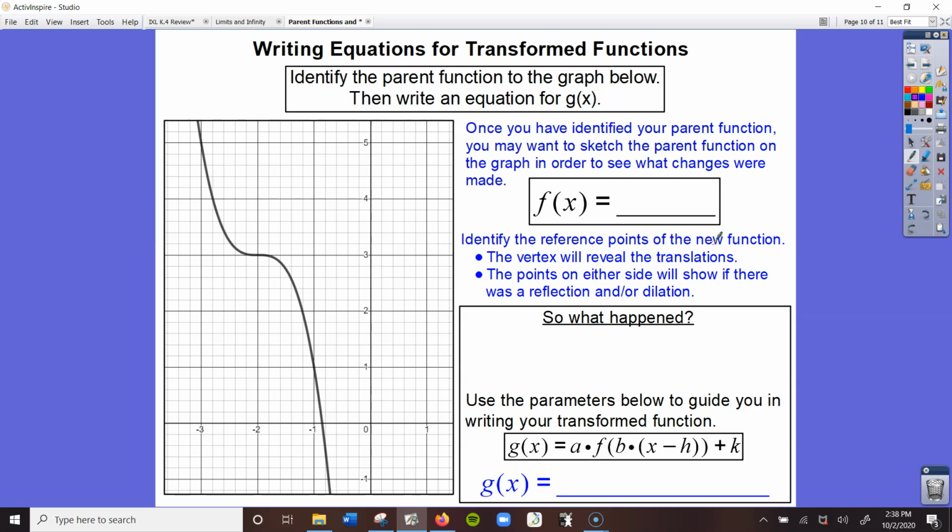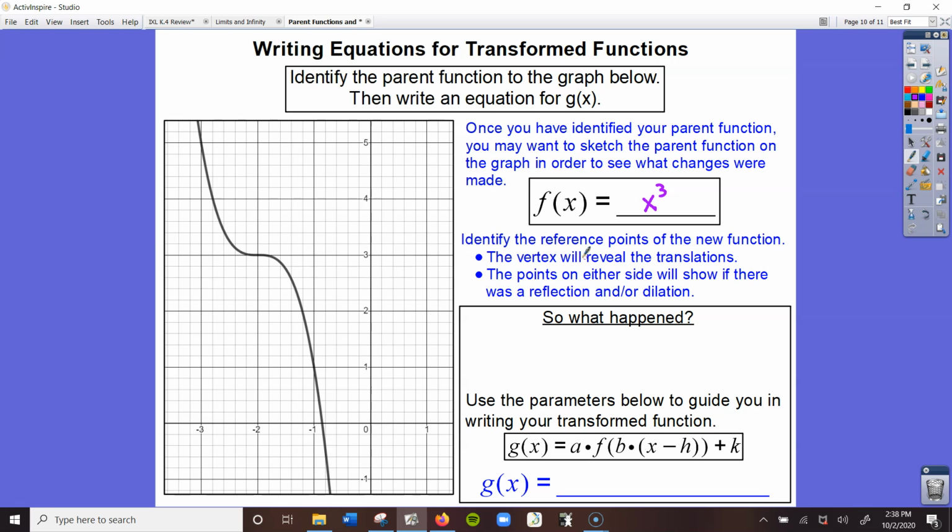So now we're going to kind of work backwards. Now you're going to get the graph of a transformed function, and we want to write its equation. So the first thing you need to be able to do is identify what the parent function is. Now based on the graph, I can tell that this is the function x to the third. So then we have to determine, okay, what happened? What are the transformations that are present? So I put here some cues for you to look out for.